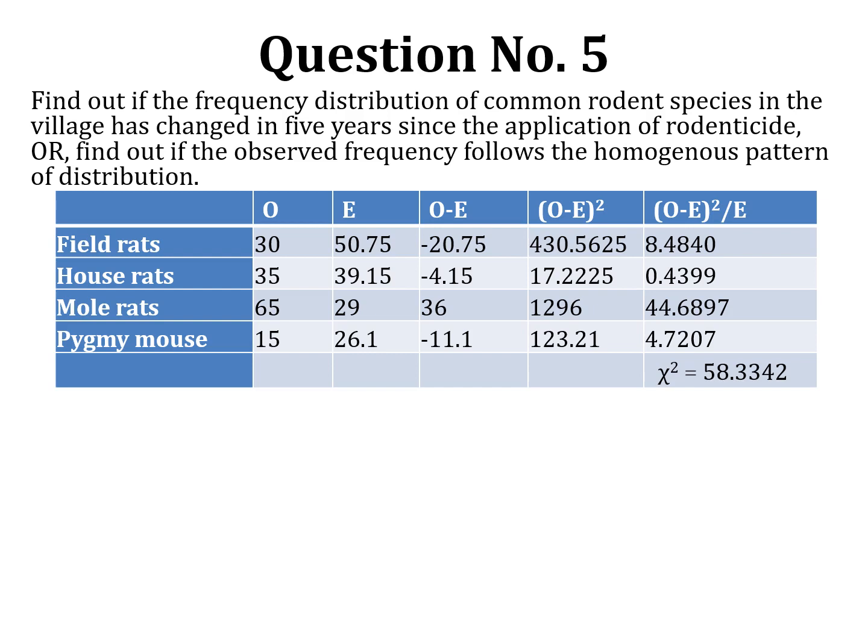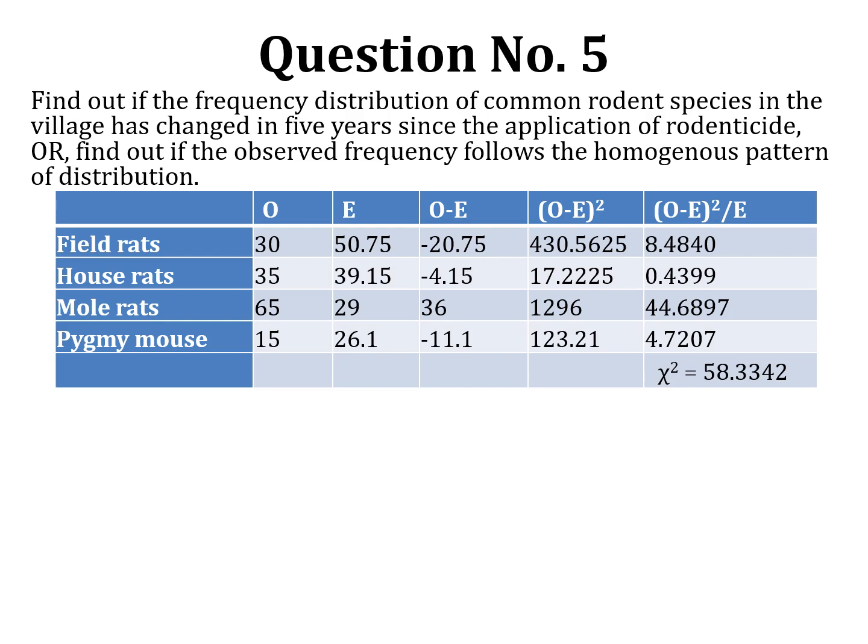Then we take the square of these differences, and these are our answers: 430.5625, 17.2225, 1296, and then 123.21. And then in the last column we divide the square of difference between observed and expected frequency by the expected frequency. So this is 8.4840 for field rats, 0.4399 for house rats, 44.6897 for mole rats, and 4.7207 for pygmy mouse.